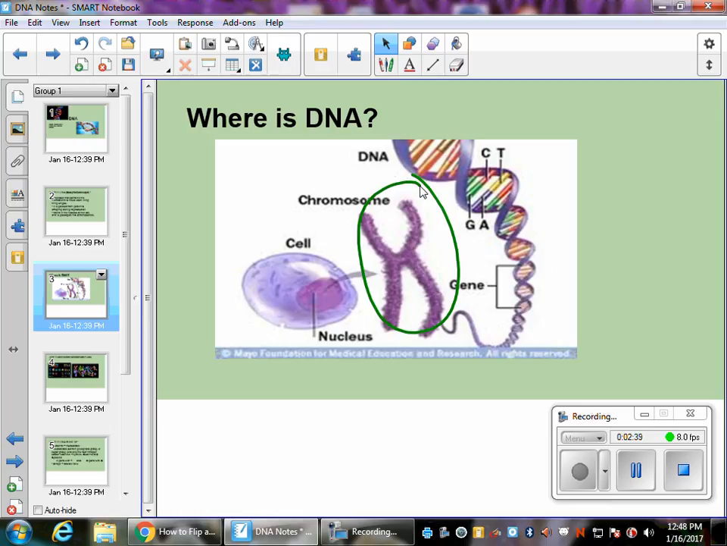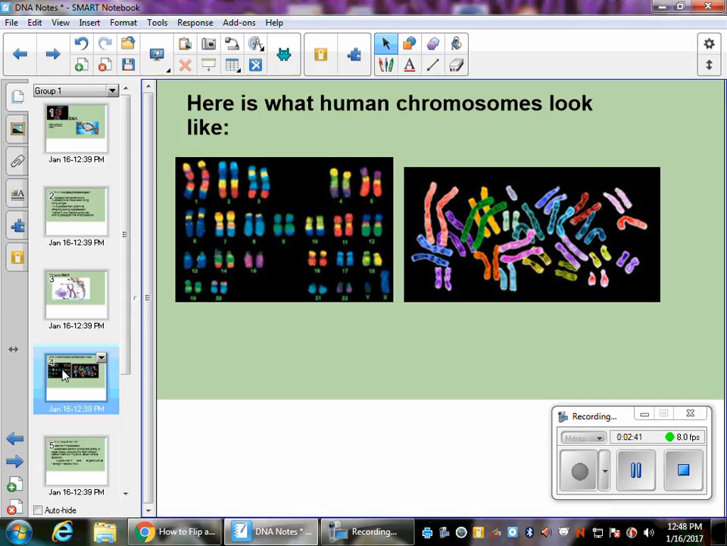So this is what human chromosomes look like if you actually extract them from cells and they are stained to look different colors. This picture shows you kind of what they look like. You have 23 pairs of chromosomes in each of your cells. Okay, ones that you got from your mom and ones that you got from your dad.